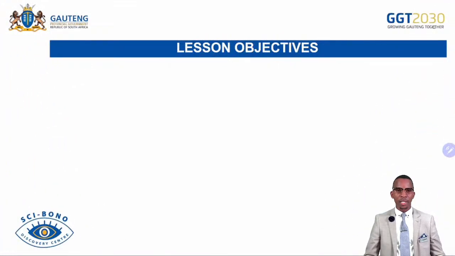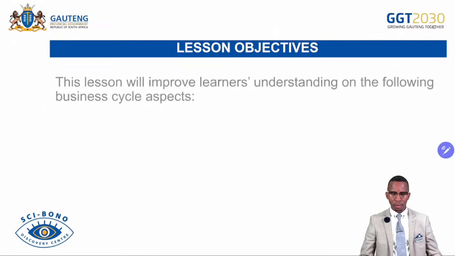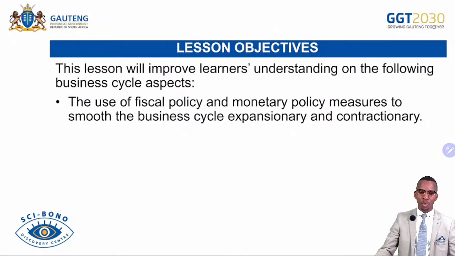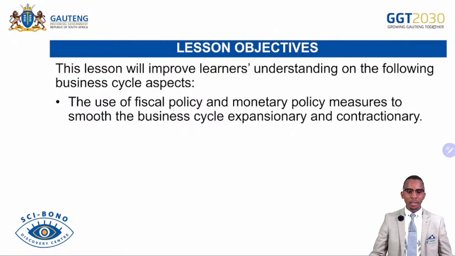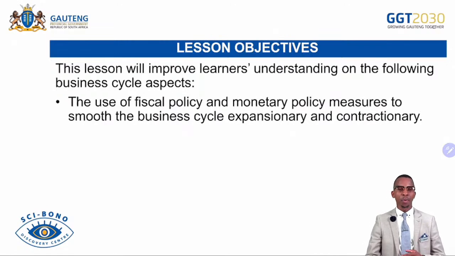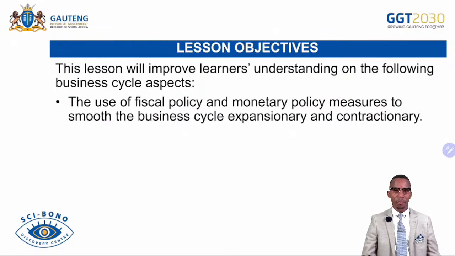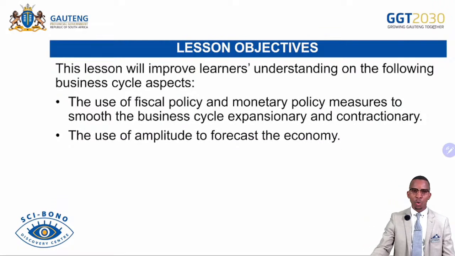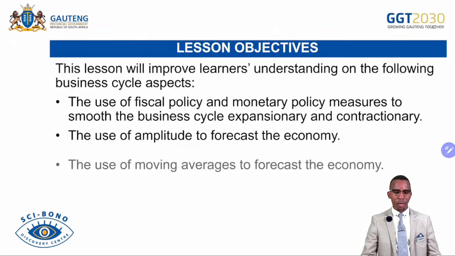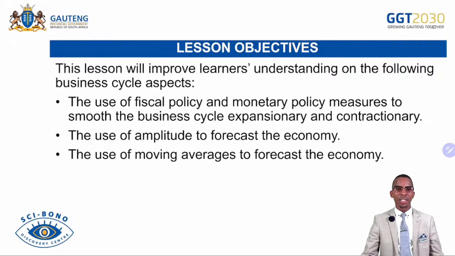The following are the lesson objectives or lesson outcomes. This lesson will help you to understand how fiscal policy and monetary policy are used to smooth the business cycle in both expansionary and contractionary phases. We will also understand the use of amplitude to forecast the economy. How is amplitude used to forecast the economy? And also, how can moving averages be used to forecast the economy?